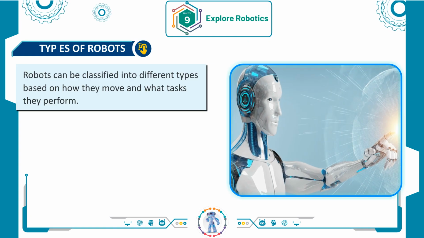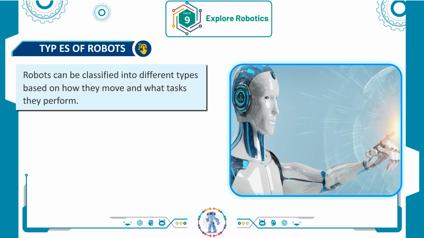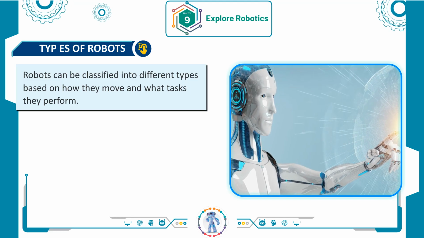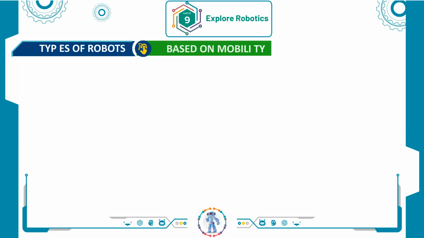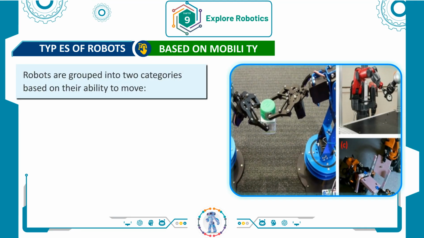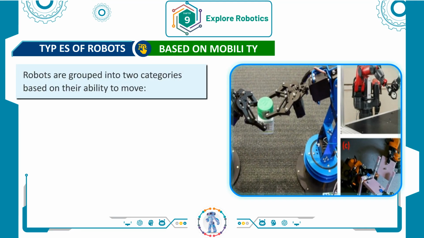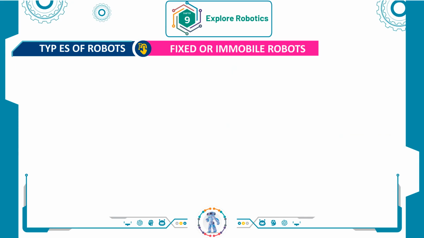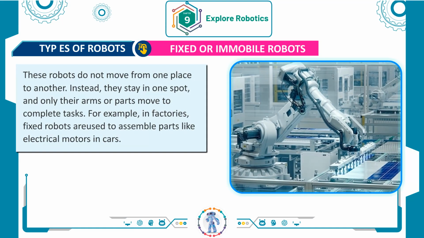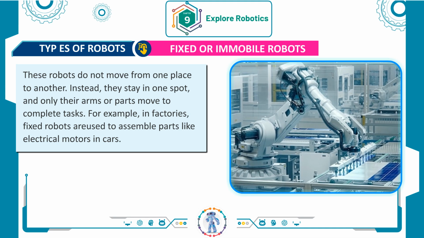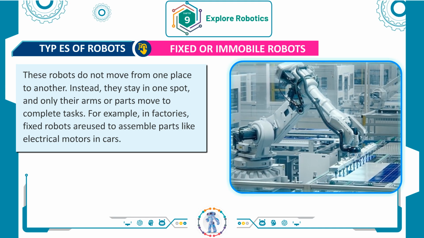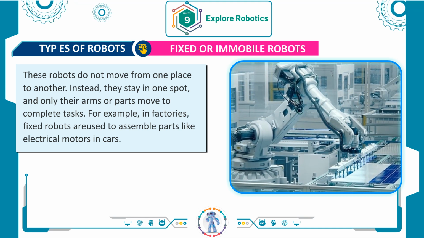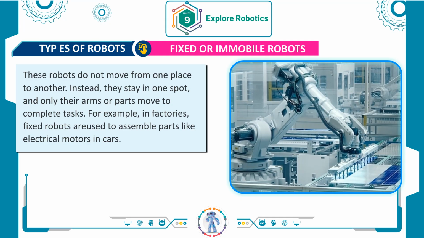Types of robots. Robots can be classified into different types, based on how they move and what tasks they perform. Based on mobility. Robots are grouped into 2 categories based on their ability to move: fixed or immobile robots. These robots do not move from one place to another. Instead, they stay in one spot, and only their arms or parts move to complete tasks.